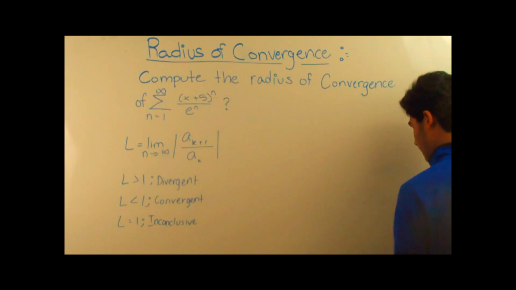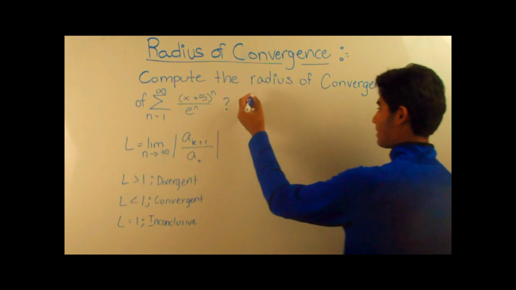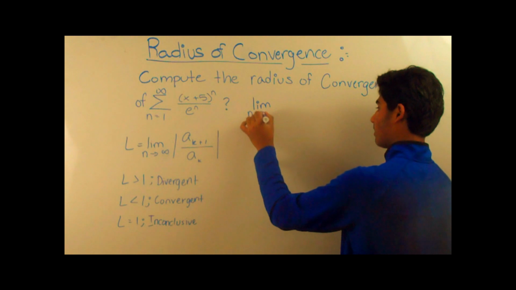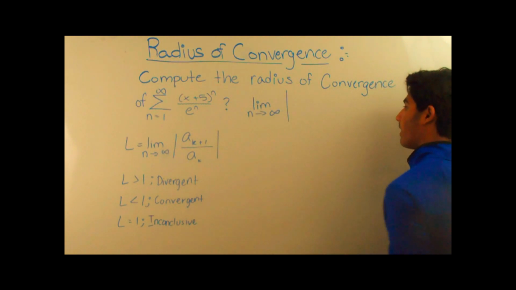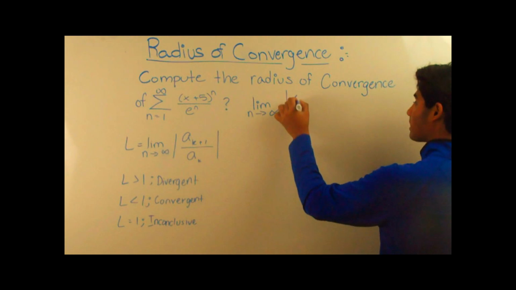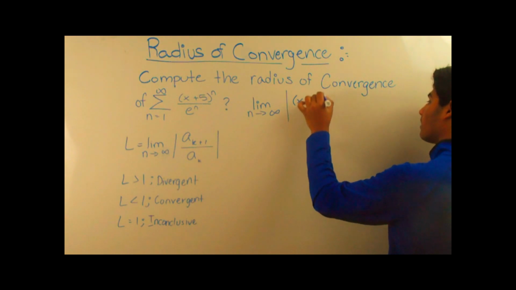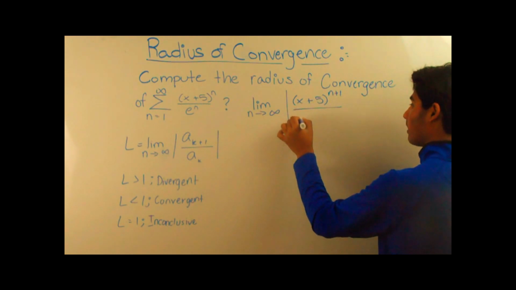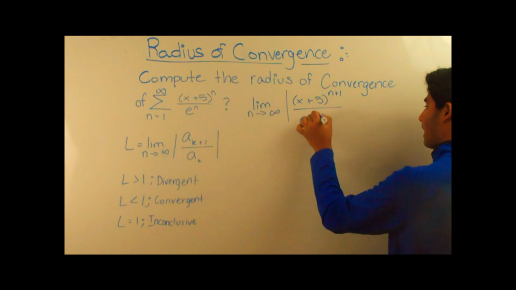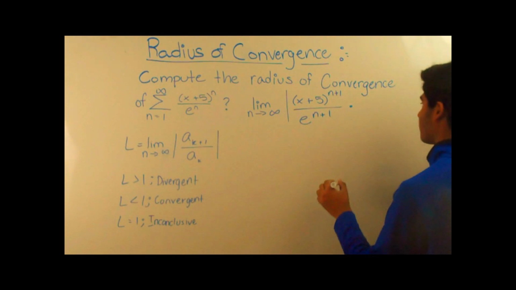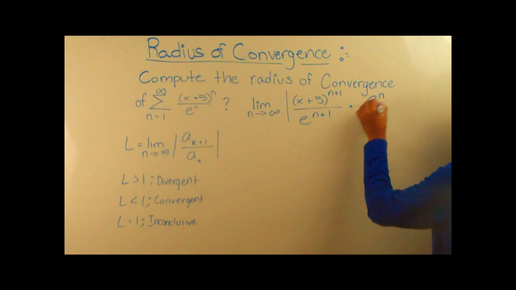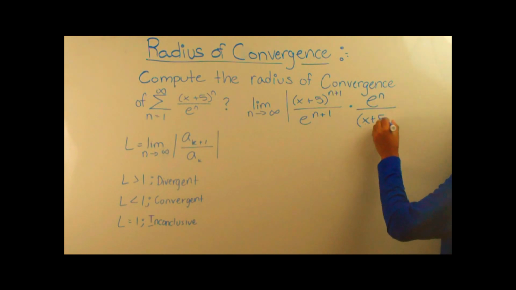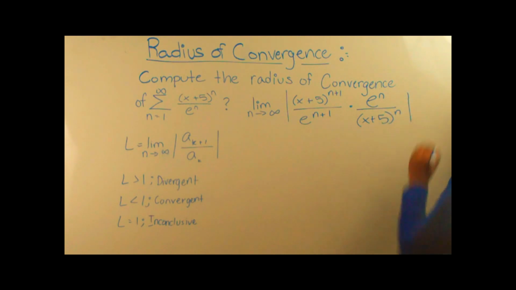So let's use the ratio test. The ratio test says we get the limit as n approaches infinity of the absolute value of (x plus 5) to the n plus 1 power over e to the n plus 1 power, times e to the n power over (x plus 5) to the n power.